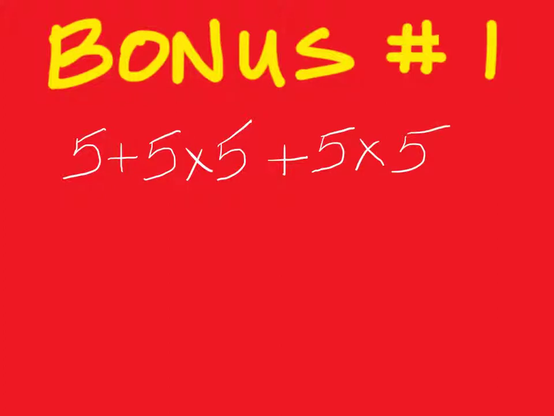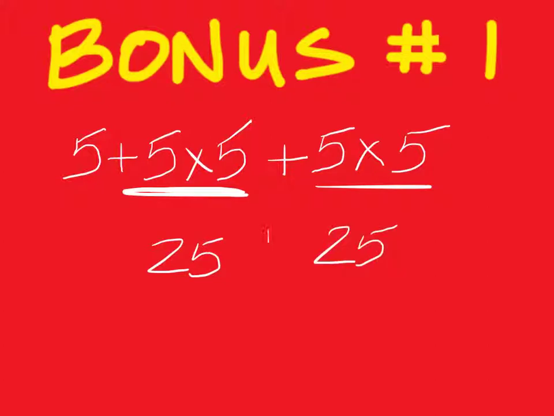Here's how you get this answer. You have to do 5 times 5 and 5 times 5 first. There's two 25s that you add together with the 5, so that should give you 55.